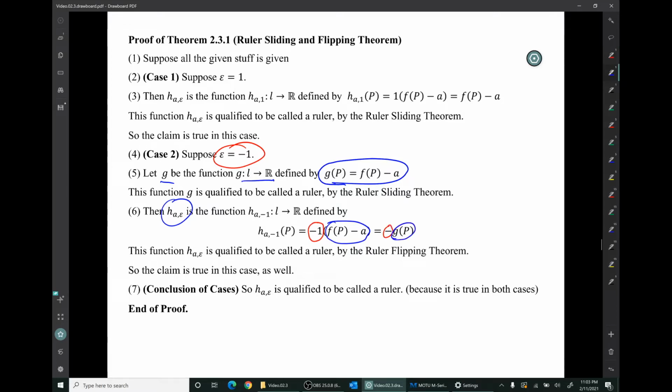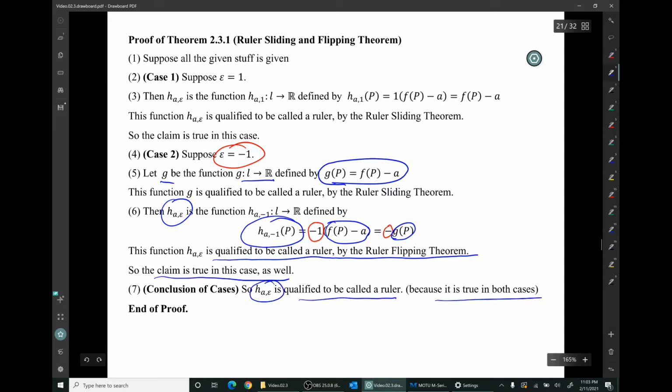Well, the ruler flipping theorem says if you have an existing ruler and you create a new function by putting a negative sign in front of it, then the new function that you've built is qualified to be called a ruler. That's the ruler flipping theorem. So that means that this new function that we've built is qualified to be called a ruler. So the claim is true in this case as well. So the conclusion of cases is, well, this function that we build is qualified to be called a ruler because it's true in both cases.